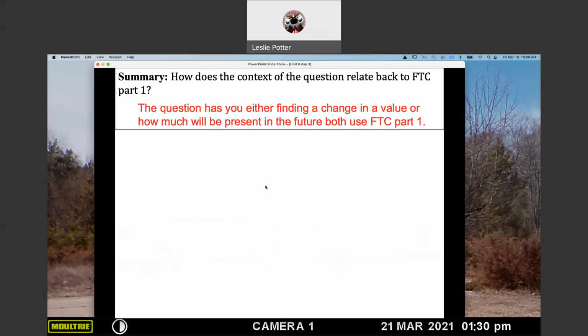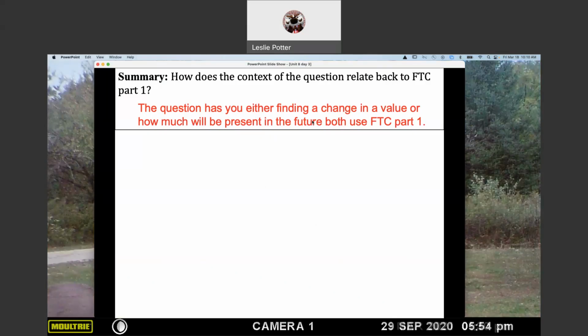So any questions? Okay, so how does the context of the question relate back to the fundamental theorem? The question has you either finding a change in a value or finding how much will be present in the future. Contextually speaking, if we're being asked to find the change, it doesn't matter about our initial condition. I think we ran into a couple of questions like that yesterday, where it was asking you to find the change in a value, and it gave you an initial condition, and you're like, what do I do with this information? And the answer is nothing.